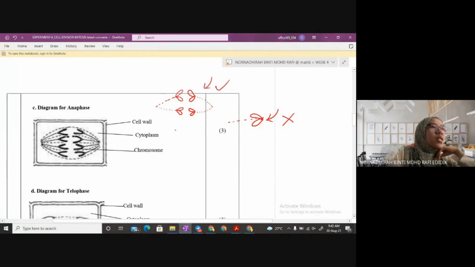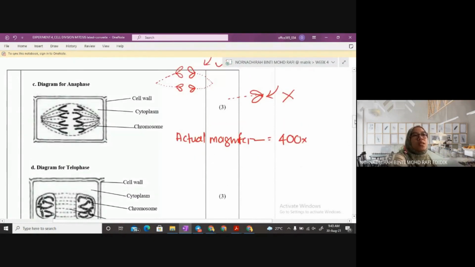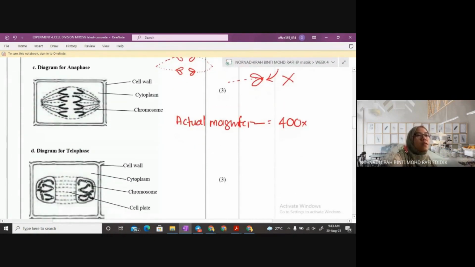Okay, make sure you ada label, you ada title, you ada drawing and you ada magnification. Magnification awak tulis actual magnification berapa? Actual magnification is 400 times. Macam ni. Buat terus. Payah 40 times 10 tu sebenarnya tak complete lagi. Awak terus buat actual magnification. Itu baru complete. So telophase pun sama juga.